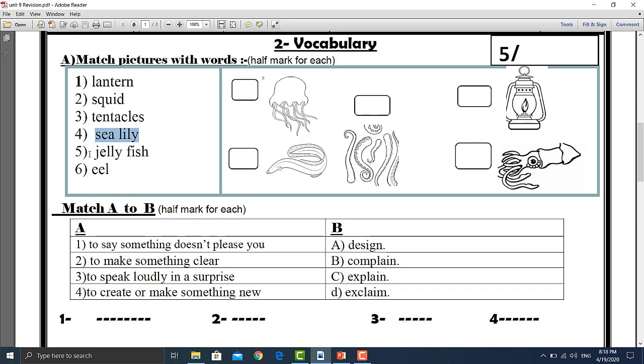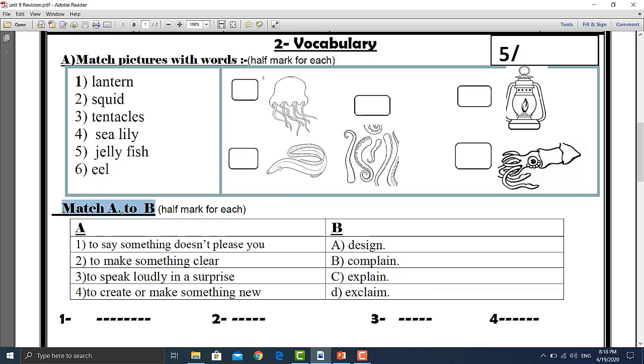So let's move to number five. Jellyfish. Where is jellyfish? Excellent. Jellyfish. Number six, eel. Where is the eel? It's easy. This is the last picture. Number six here. This is an eel.